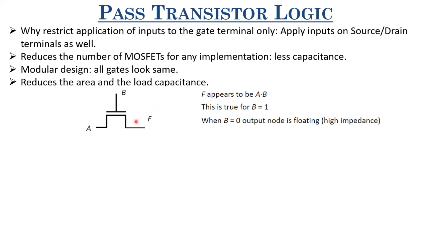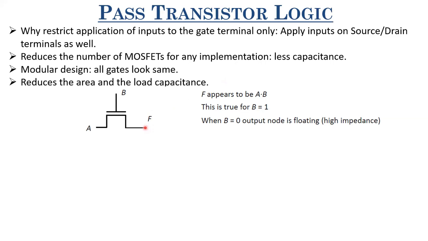For all the other cases, F will be floating. It won't be 0. That's one thing, right? Because if A equals 0 and B equals 1, you will get a 0. But if A equals 1 and B equals 0, then this is floating. So when A and B are equal to 1, F equals 1. When B equals 1 and A equals 0, F equals 0. For those two cases, your F is connected to either VDD or ground. It's a low impedance node. But when B equals 0, F turns into a floating node, a high impedance node.